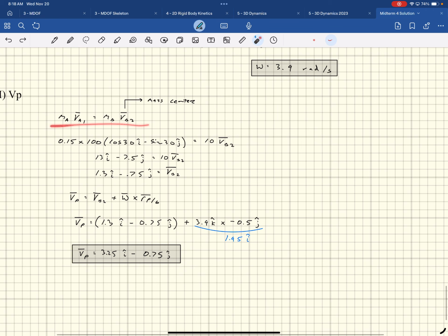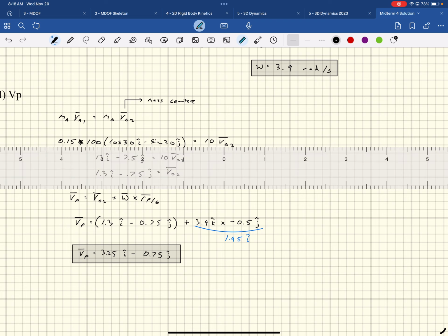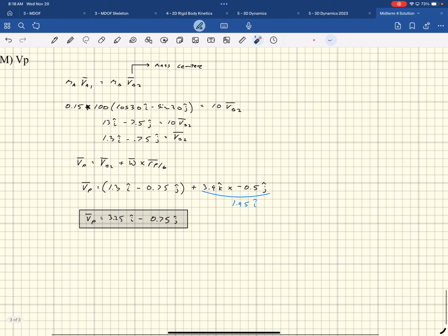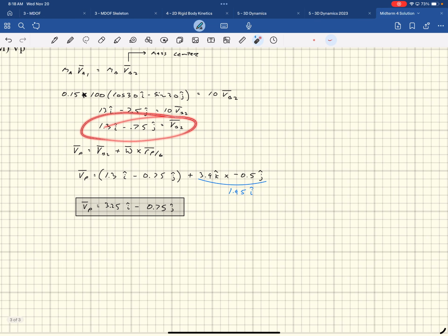So you do mass times velocity equals mass times velocity. You have components. The velocity of A has an X and Y component, so you leave it in there. So 0.15 is the mass, times the velocity of A: 0.15 times 100 times cosine 30 in the I minus sine 30 in the J is equal to 10 times VB2. You have to keep the components of it.